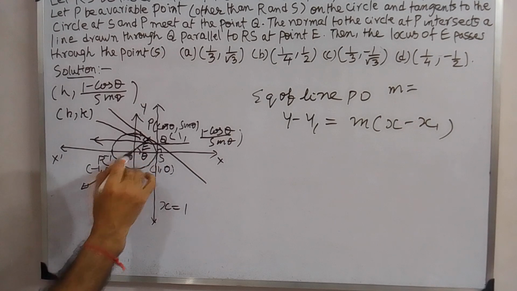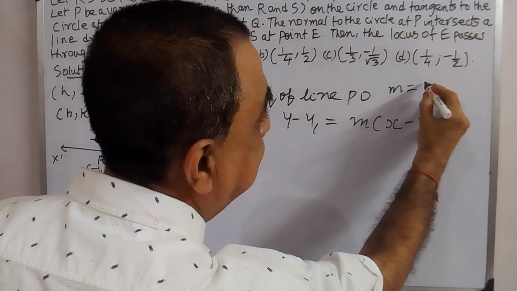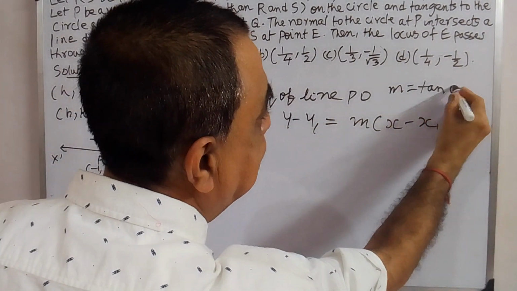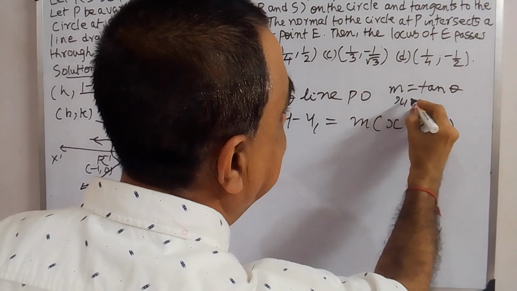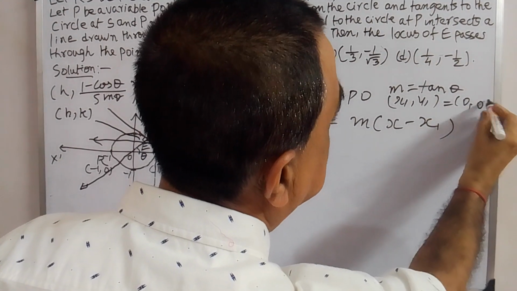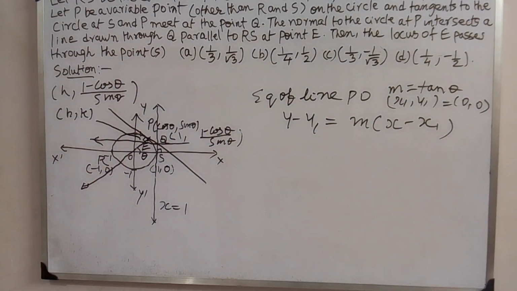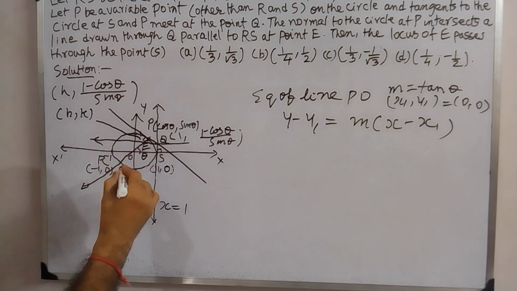Because the line PO is making an angle theta with the positive direction of the x-axis, its slope m is equal to tan theta. Here (x1, y1) is (0, 0), because this line is passing through the origin, the normal. And E is lying on the normal.